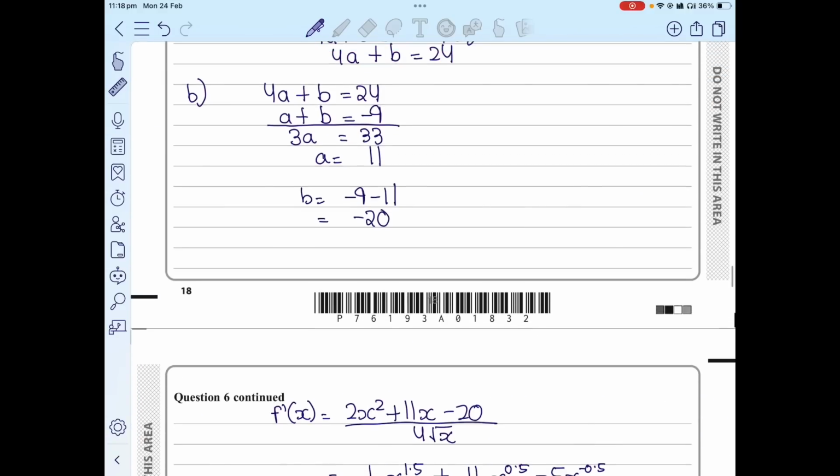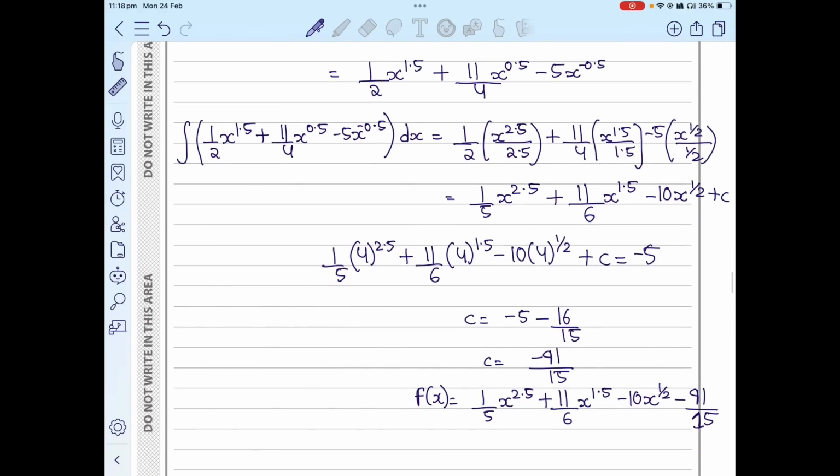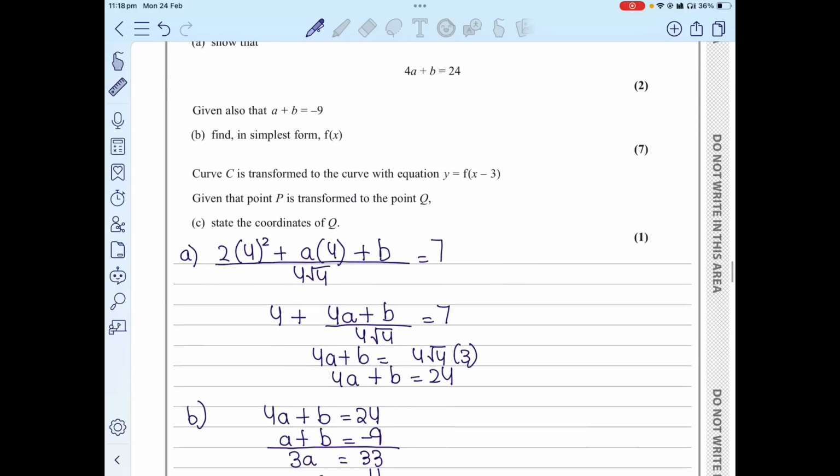First of all, you find the values a and b. After that, you integrate them. After integrating, you find the value of c, and then you just write it all together. You can simplify it further, but this answer is acceptable as per the marking scheme. Now, I think there's another part to this question.